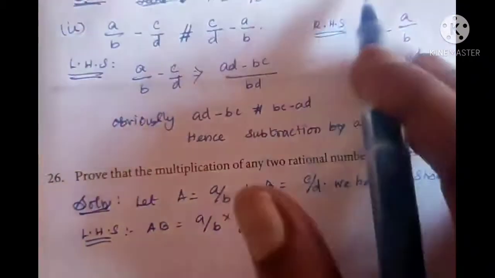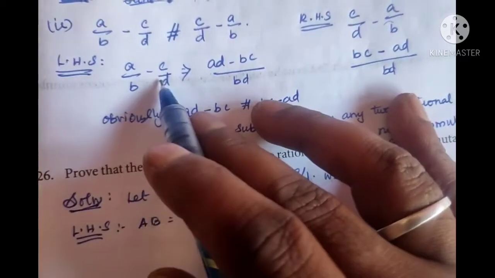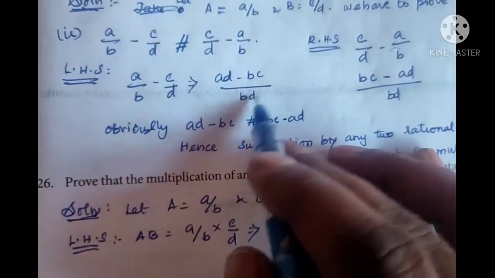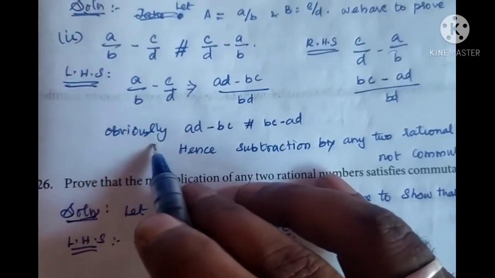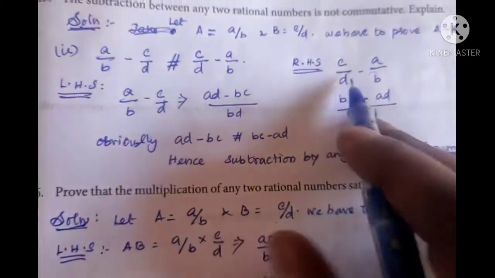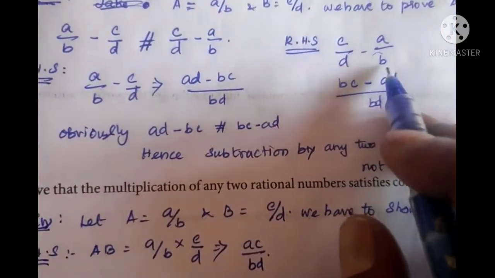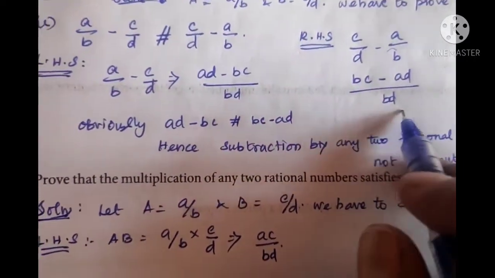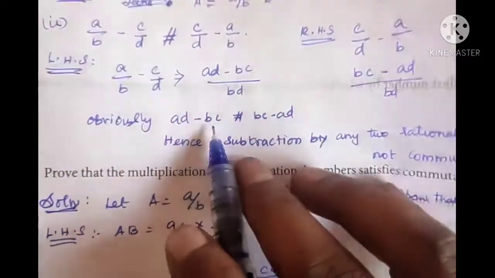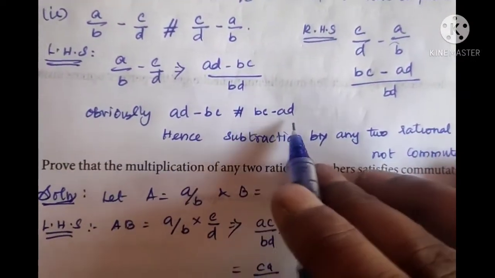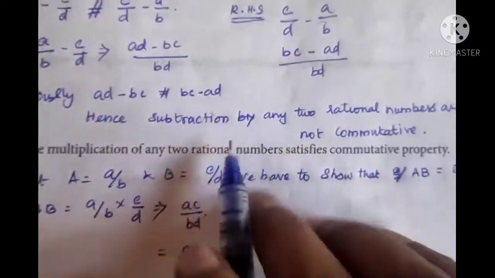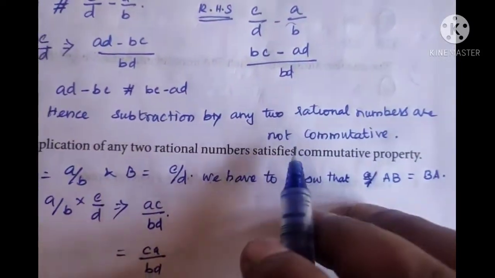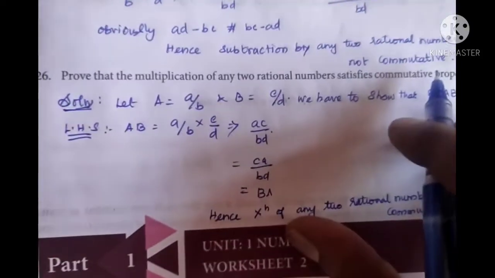Now we take LHS part, left hand side part, A by B minus C by D is equal to, cross multiplication, AD minus BC by BD. RHS part, C by D minus A by B, equal to BC minus AD by BD. Obviously, AD minus BC is not equal to BC minus AD. Hence, subtraction between any two rational numbers is not commutative.